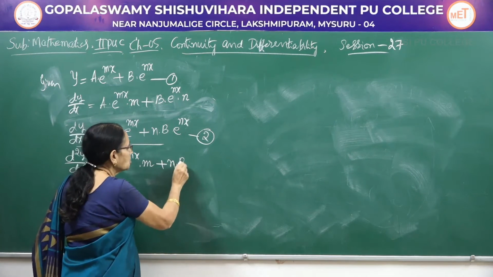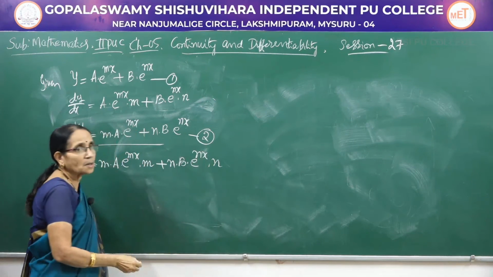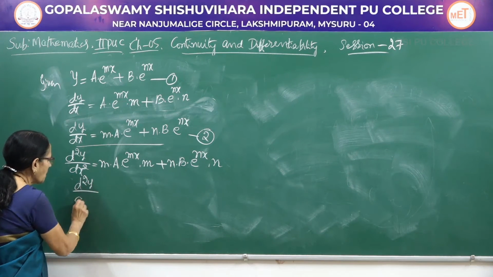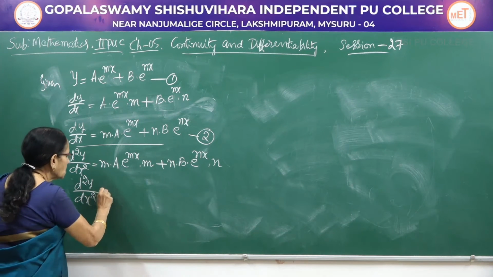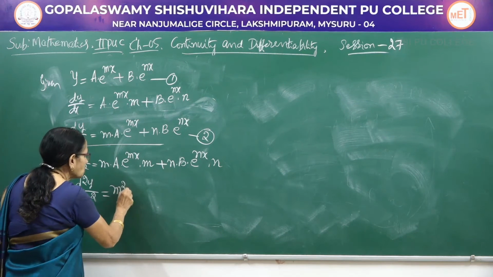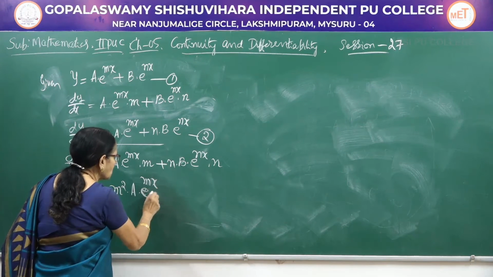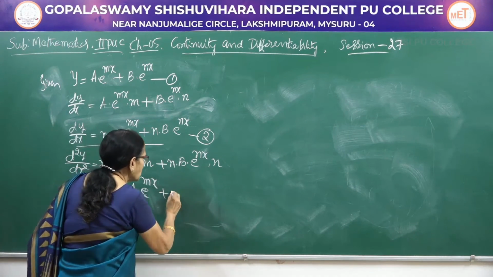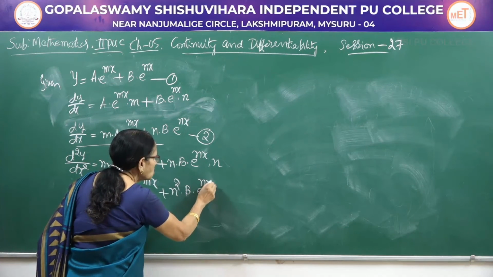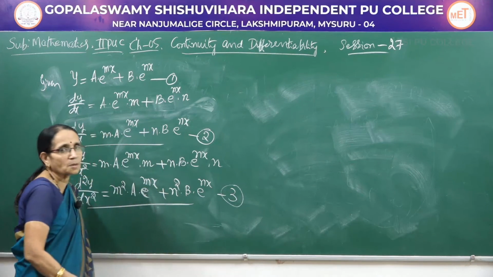Plus n into b into e to the power nx into another n. Therefore, d square y by dx square is equal to m into m square, m square into a into e to the power mx plus n into n, that is n square into b into e to the power nx. Now take it as the third result.